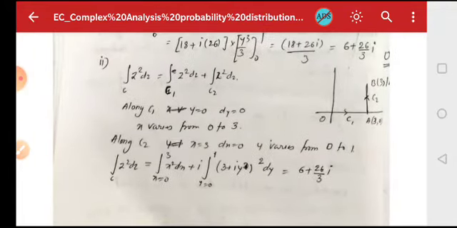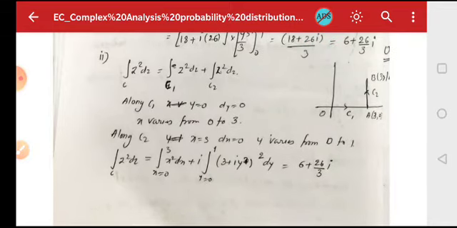So the integral over C of z square dz can be split into along OA, where x is 0 to 3, and A to B, where y is 0 to 1. So it is the integral of x square dx from 0 to 3, plus I into the integral from y equals 0 to 1 of 3 plus iy the whole square into dy, which comes around 6 plus 26 by 3 into I.